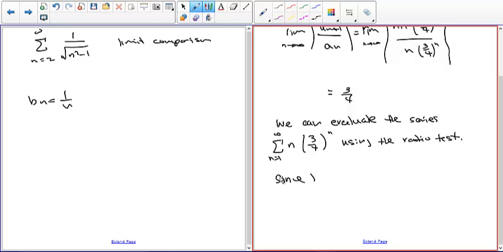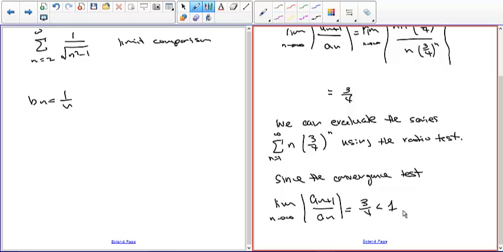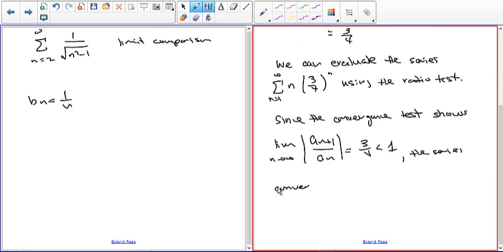since the convergence test, so I'm just going to explicitly write out what the convergence test is, but I'm just going to show it as a sub n plus 1 over a sub n equals 3/4, which is less than 1, since the convergence test shows the limit, the series converges. That's it.